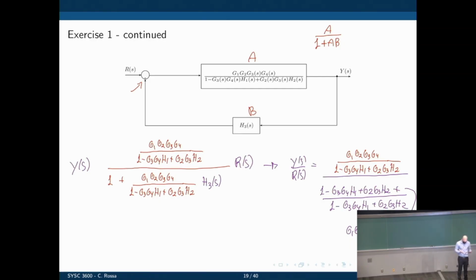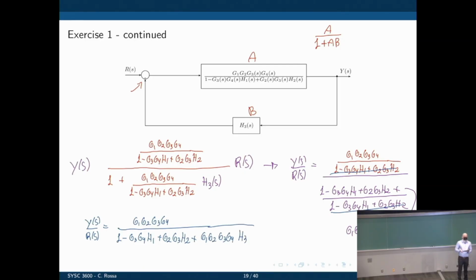And now the function finally simplifies because this denominator and that denominator will cancel out. And you have Y of S divided by R of S as G1, G2, G3, G4 divided by 1 minus G3, G4, H1 plus G2, G3, H2 plus G1, G2, G3, G4, H3. Whew. Nice, isn't it? It all comes down to a single function.